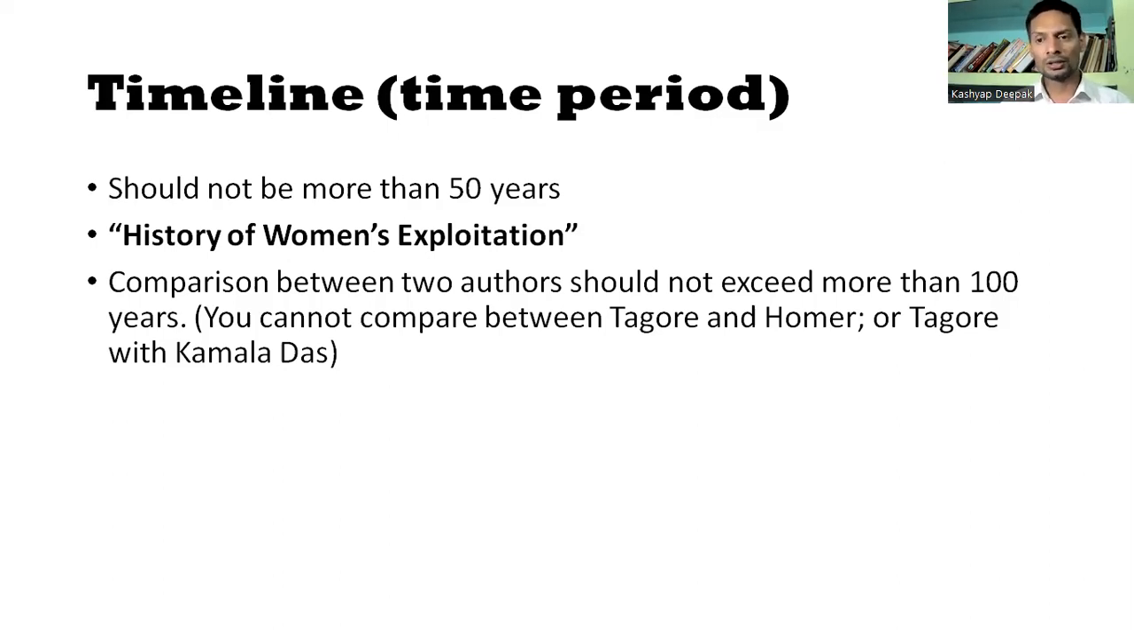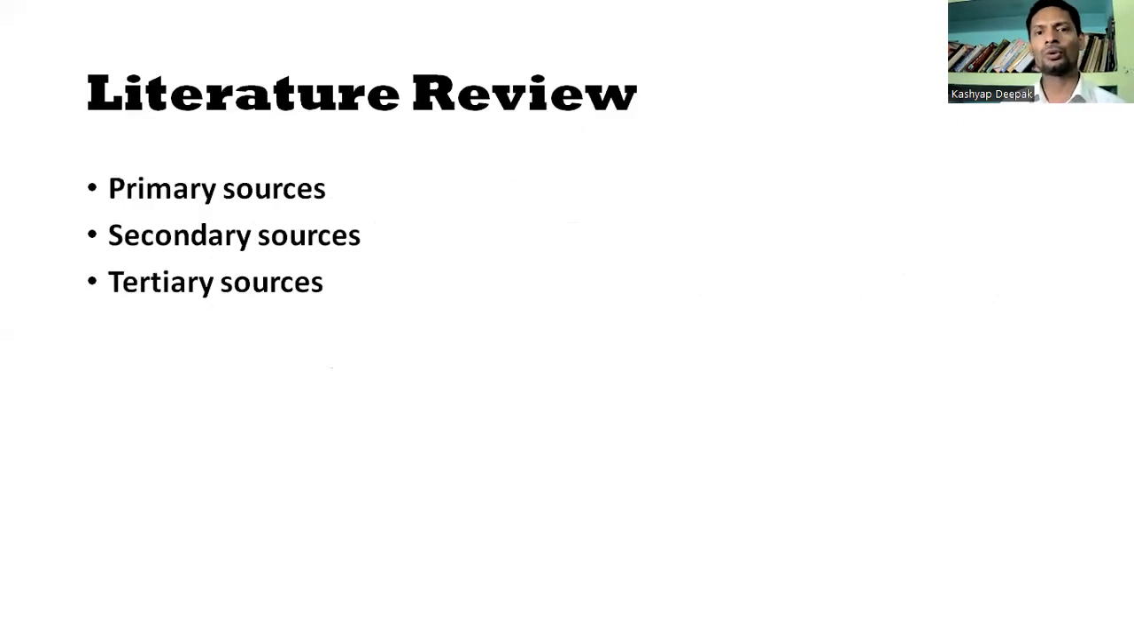PhD selection, so don't choose such kinds of authors. There are several theses on Tagore itself, Homer itself, Mulk Raj Anand itself, and even Kamala Das. So don't go with these kinds of things. Rather, the timeline is most important. So try to fix your timeline at 50 years or not more than that.